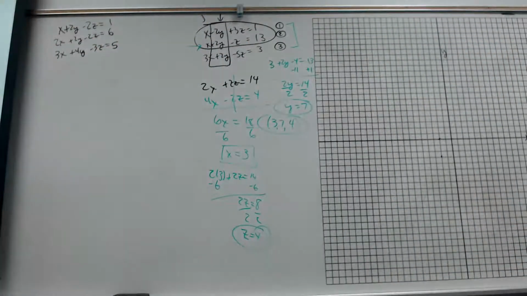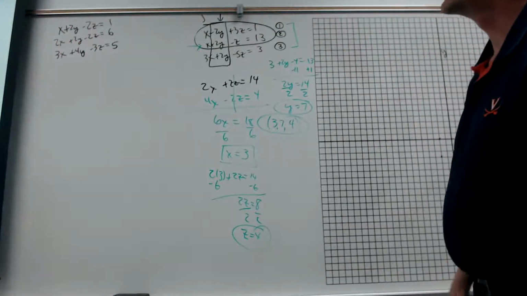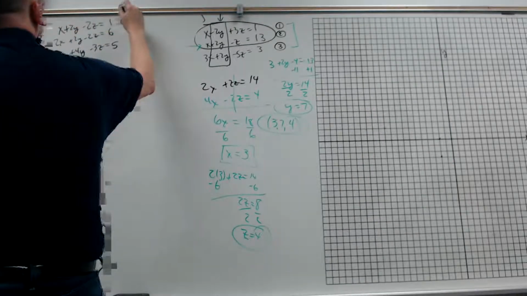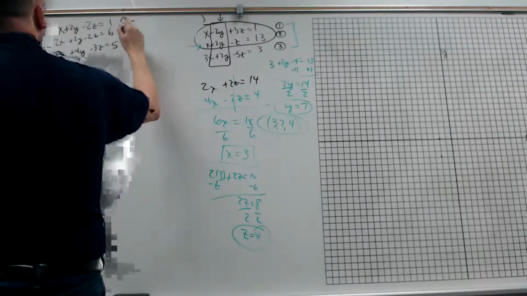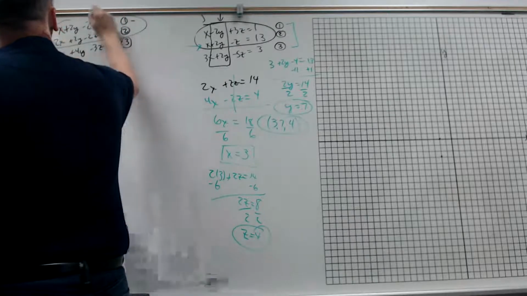Let's see, whose turn is it now? Must be Tyler's turn. What do you think? Okay, so which variable looks easiest to eliminate? The x's, the y's, or the z's? Looks like the y's to me. The y's, we could take equation 1 and we can subtract equation 2, right? Yes. Okay, so we're going to use these first two.